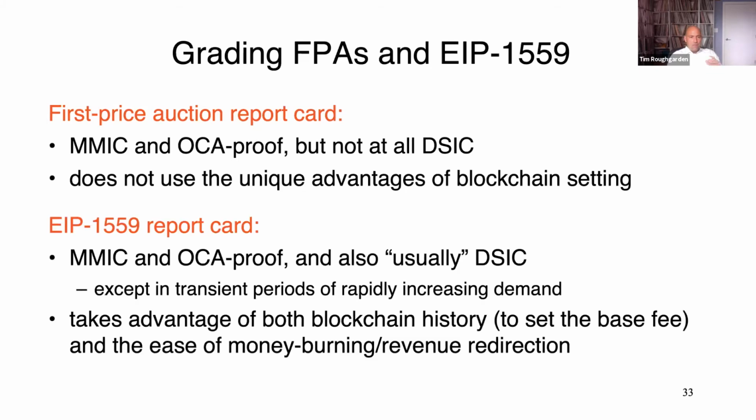So EIP 1559, let me point out, it definitely takes advantage of both of the benefits of the blockchain setting, right? It uses history, and that's how it chooses its reserve price, and it uses the freedom of what to do with the payments through burning it. And as a consequence, first of all, it retains the MMIC and OCA proof guarantees that first price auctions have. I'm not going to show you the proofs. The proofs aren't that hard, but it is less trivial than for first price auctions. So in particular, it's very important that the base fee revenues are burned. And it's also very important that you have the tipping mechanism in order to have both of these two properties, MMIC and OCA proofs. Okay?